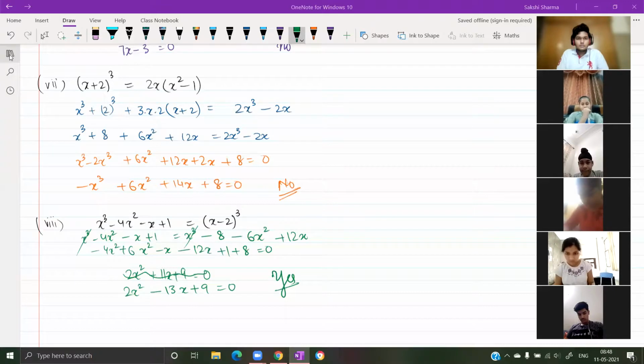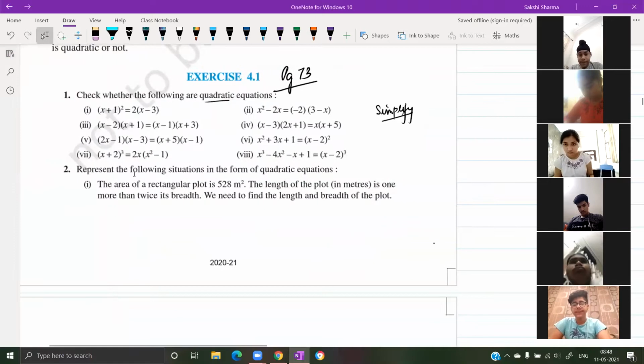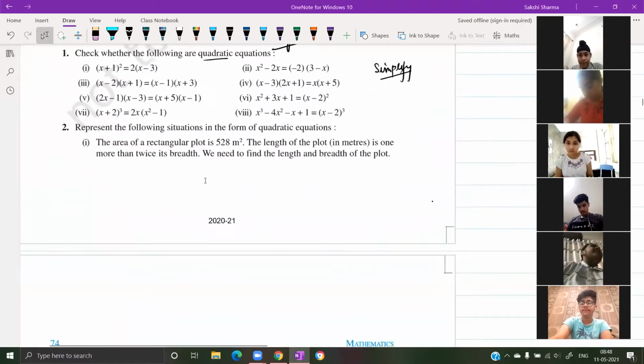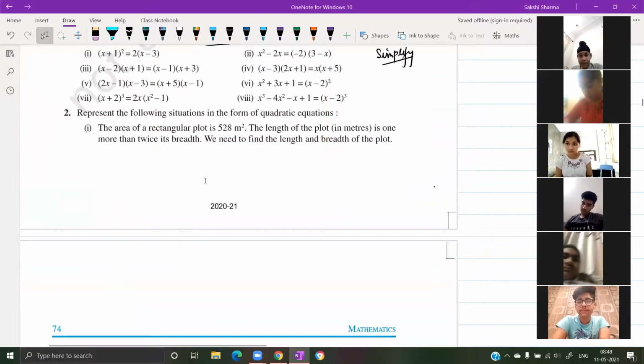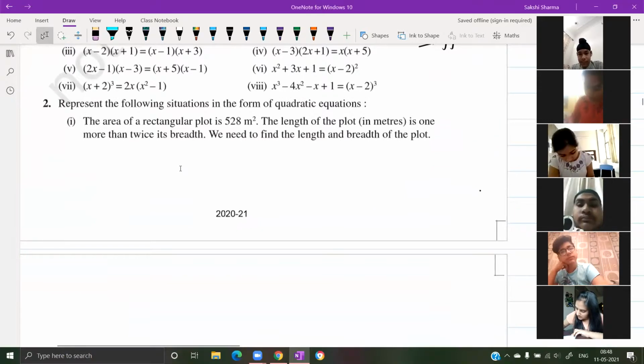Ma'am, I have done that. Has everyone completed the first question of 4.1? Yes, ma'am. Question number 2, you have to represent the given situations in the form of quadratic equations. You don't have to solve. Later on in the chapter, you might be asked to solve these. So for the time being, we are just making quadratic equations and we'll not be solving them.